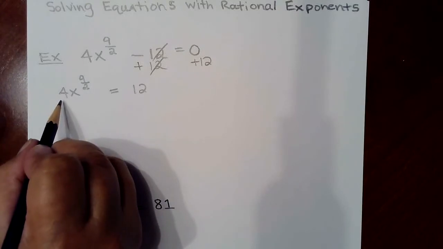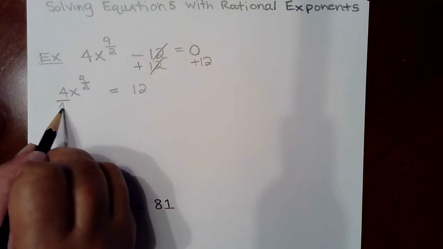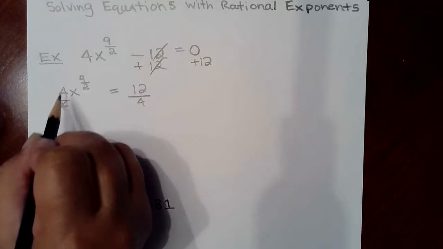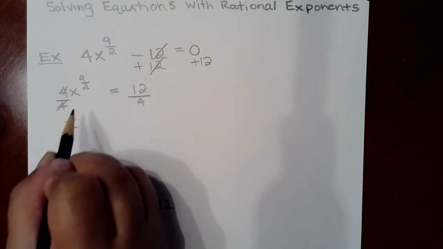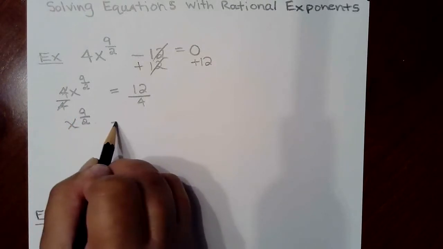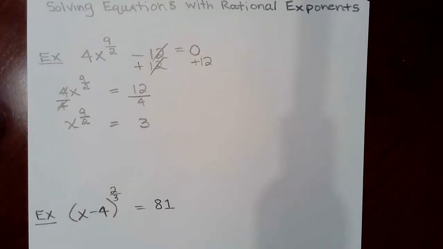Next, we're going to remove this multiplier. So we're going to divide the multiplier right off of the variable x. So it'll go away on the left-hand side, leaving us with just x to the power 9/2. And over here, we'll have a 3.